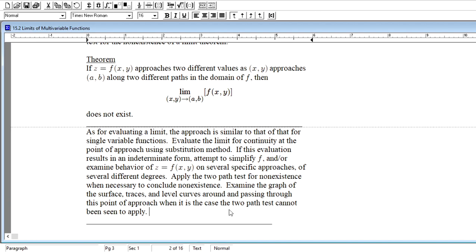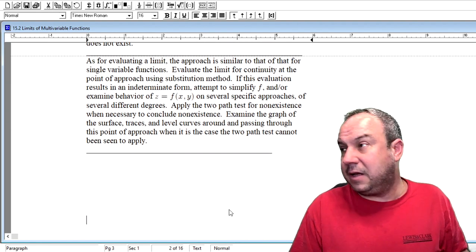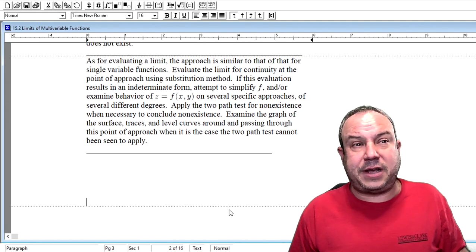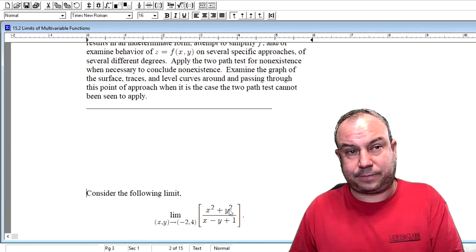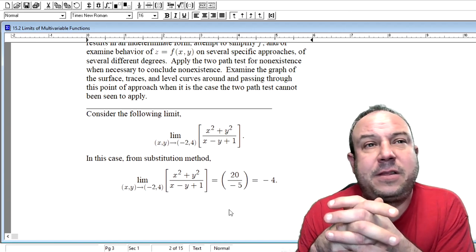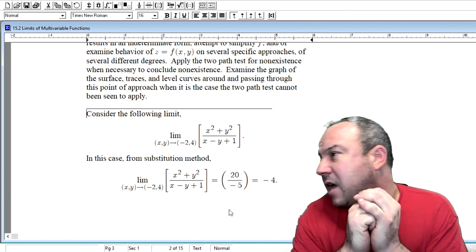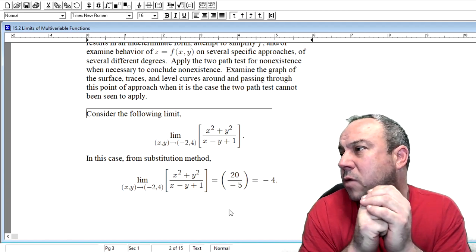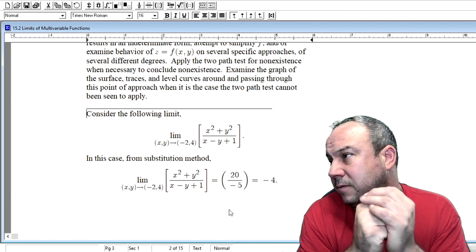All right? Let's see here. If we scroll down and consider a limit, right? First of all, we might consider the limit as x comma y approaches negative 2 comma 4 for this multivariable function given by x squared plus y squared over x minus y plus 1 in value.